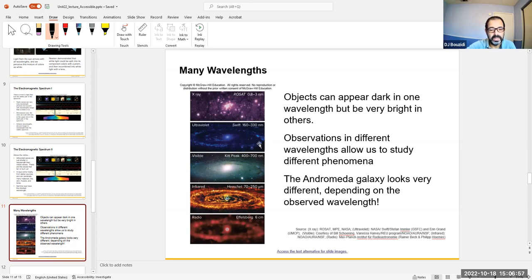So this is Andromeda, and this is how it looks with different frequencies, okay? This one is at 6 centimeters, that's radio waves, remember, that's your cell phone. And 70 to 250 micrometers is still infrared. It's still not visible. The visible is between 400 and 70.